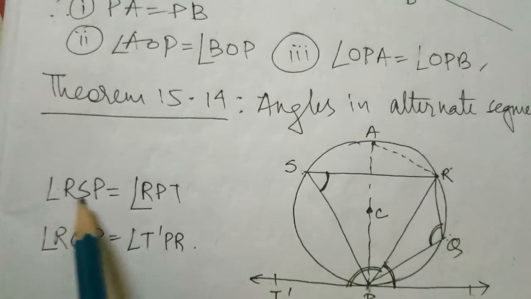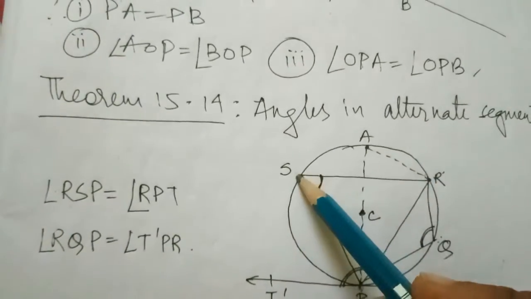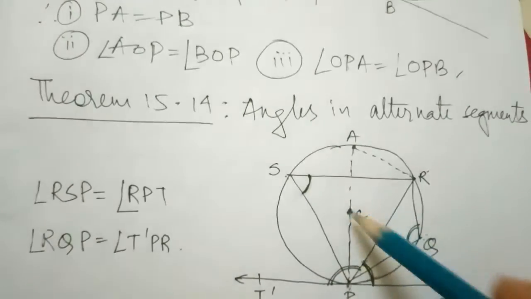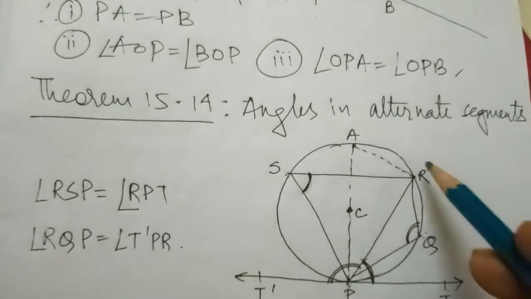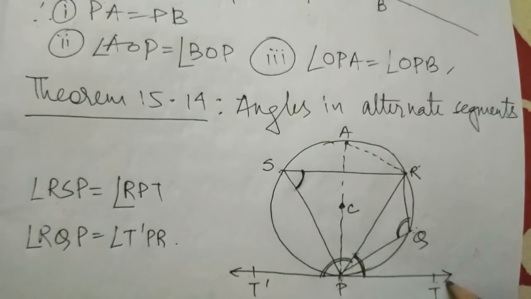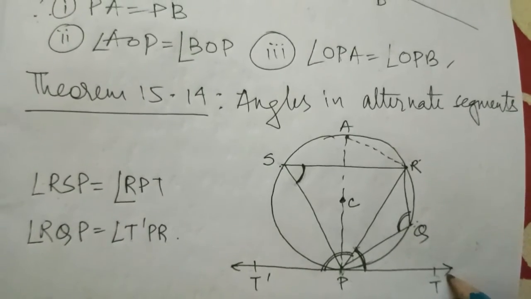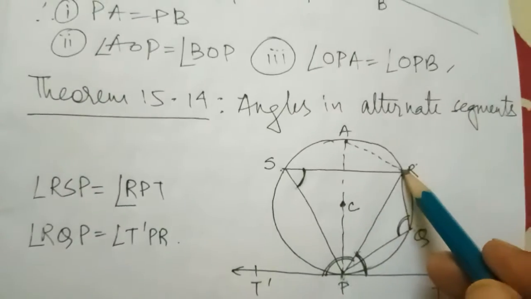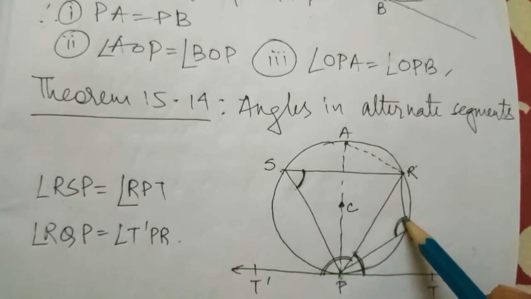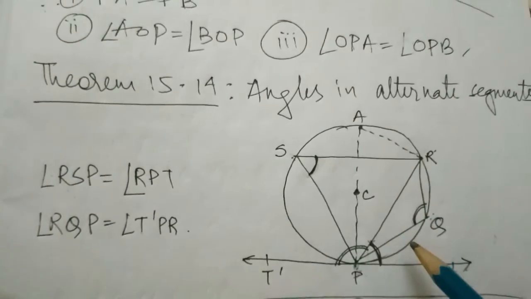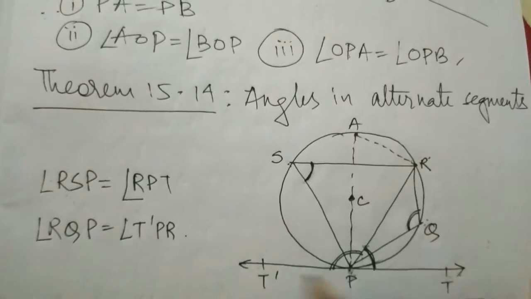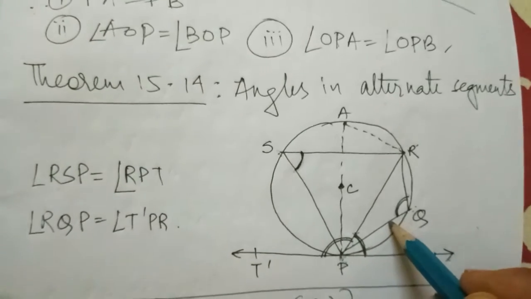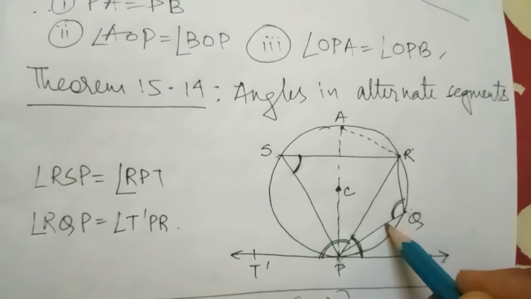Angle RSP will be equal to angle RPT. This is called the angle in alternate segment. Next, the same thing: angle RQP will be equal to angle T dash PR. These will also be equal. These are called angles in alternate segment.